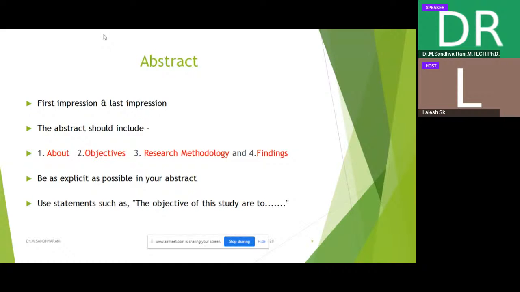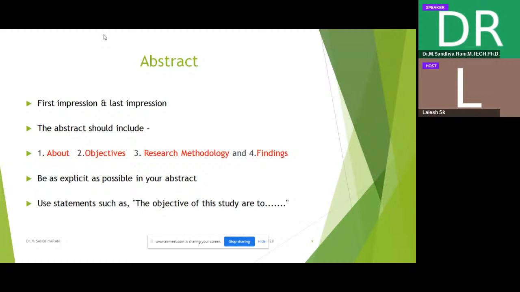This is the thumb rule. It should always include 4 points. Number 1, it should have 2 lines about the research paper. Number 2 is objectives, what you are trying to prove, what is the problem in the research paper. Number 3, the methodology. And number 4, the findings.